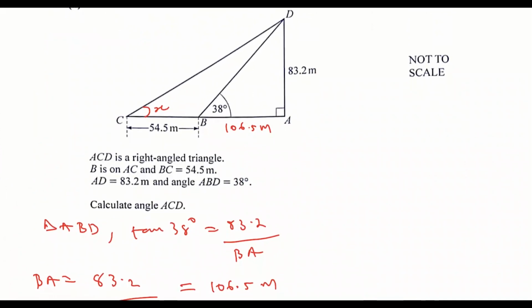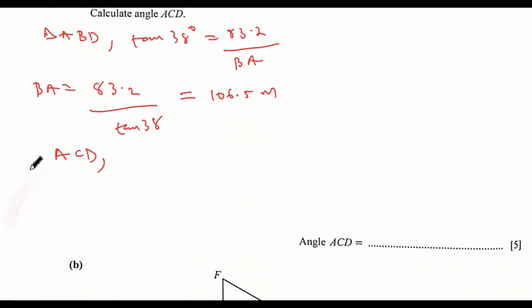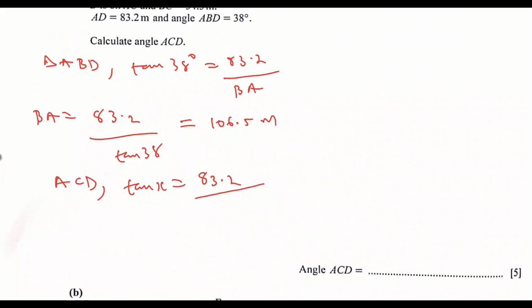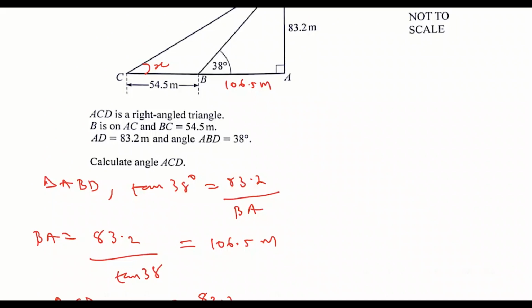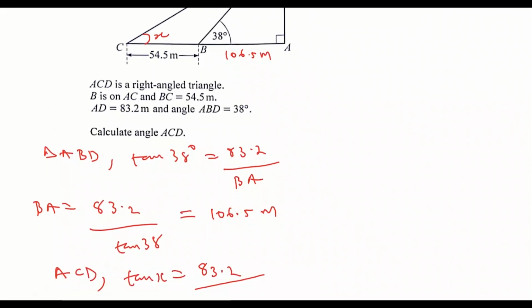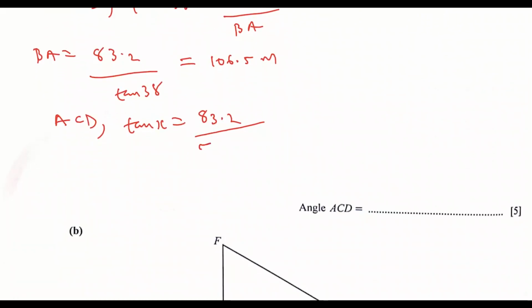So we can also have tan X equals opposite, which is 83.2, over the adjacent, which will be 54.5 plus 106.5. So this will be equal to 83.2 divided by approximately 170.